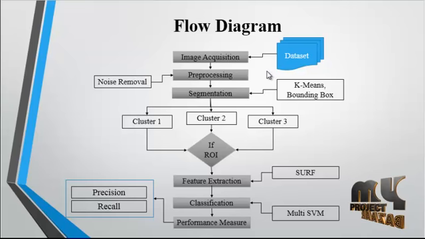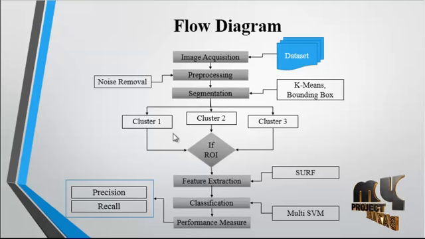In this pre-processing step, noise removal is done by using suitable filters. After the noise removal, the noise-free image, that is the enhanced image, comes out from the pre-processing. After the pre-processing, the segmentation is done by using the k-means clustering method and then the bounding box segmentation. K-means is nothing but a clustering technique which clusters a single image into 1, 2 and 3 types of clusters, and the required region of interest is bounded by using the bounding box.